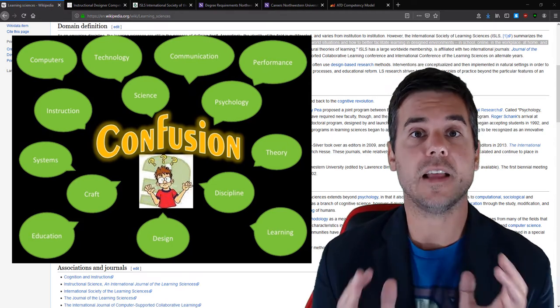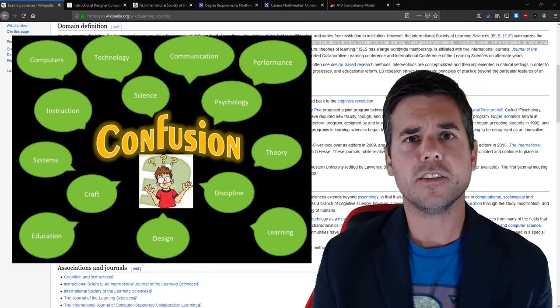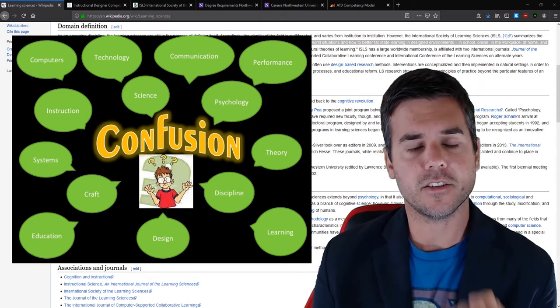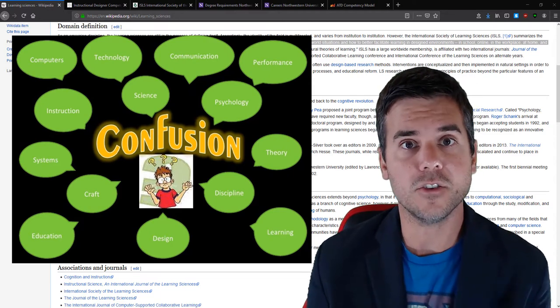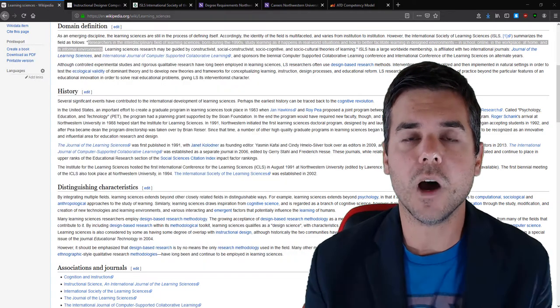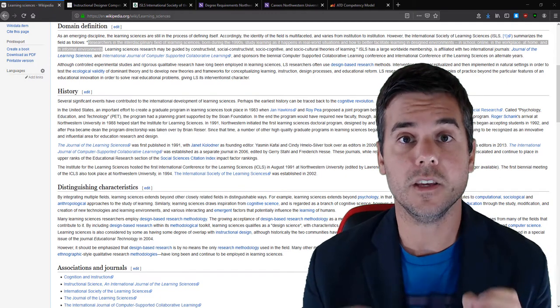So I want to break down these two terms, because I see a lot of discussion about learning sciences versus instructional design, and I wanted to do some research and really dig in to find out what the differences between these two things are.